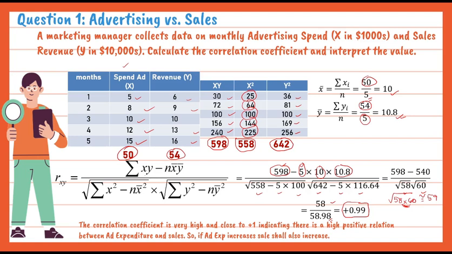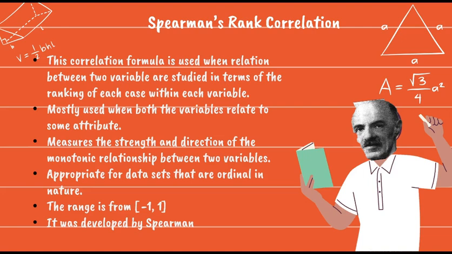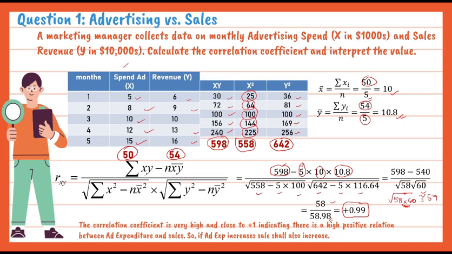That means if you increase your expenditure on advertisement, your revenue is supposed to increase and will increase almost in the same proportion. So this is how we interpret the result. Now, before we go to this slide, let me tell you the other forms of the formula of correlation coefficient.